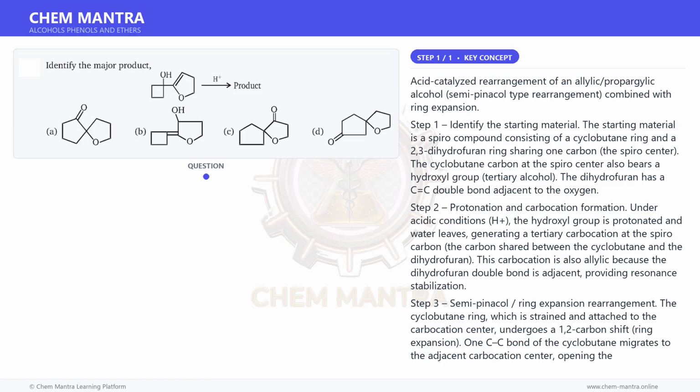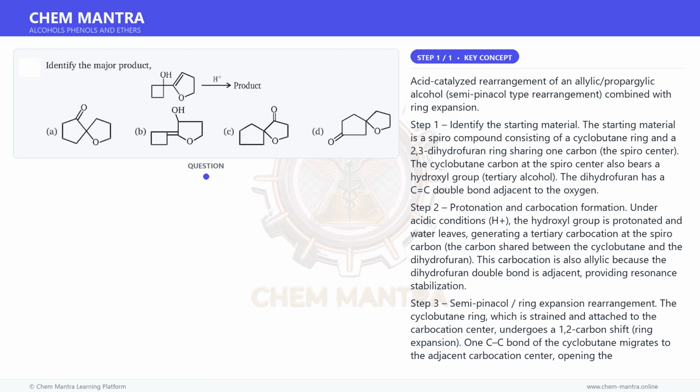Step 2. Protonation and carbocation formation. Under acidic conditions, H+, the hydroxyl group is protonated and water leaves, generating a tertiary carbocation at the spiro carbon, the carbon shared between the cyclobutane and the dihydrofuran. This carbocation is also allylic because the dihydrofuran double bond is adjacent, providing resonance stabilization.